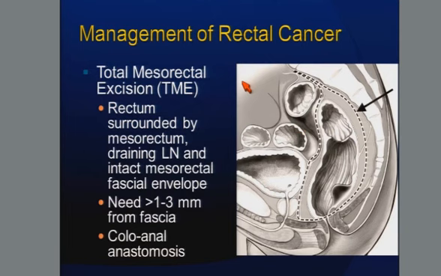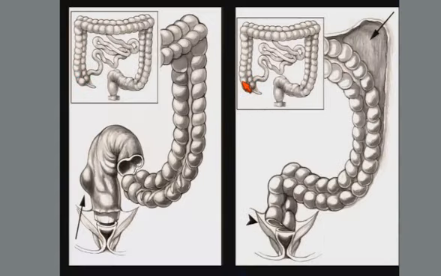A total mesorectal excision means they've taken out the rectum with the tumor and whatever is surrounding the rectum, deep to the mesorectal fascia. So it's going to include the draining lymph nodes and the mesorectal fascia envelope. Depending on who you're reading, you need 1 to 3 millimeters of distance from either tumor or node to the mesorectal fascia line to make this a successful surgery. And again, these patients will eventually go on to some coloanal or pouch anastomosis.